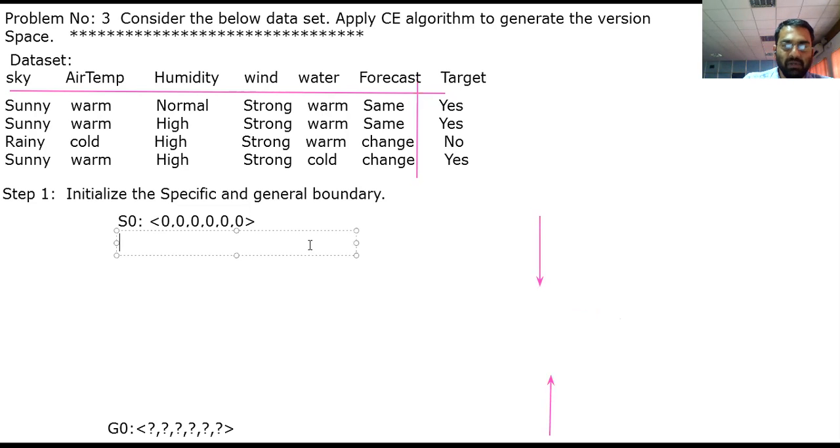As I explained to you in the last class, for the specific boundary we have to apply Find-S algorithm. Since the first instance is positive, correct? So this instance is positive. Therefore, I'm going to copy it as it is to the specific boundary. It contains Sunny.